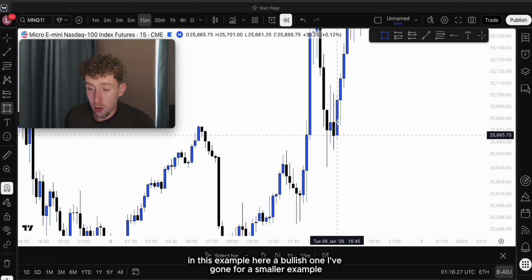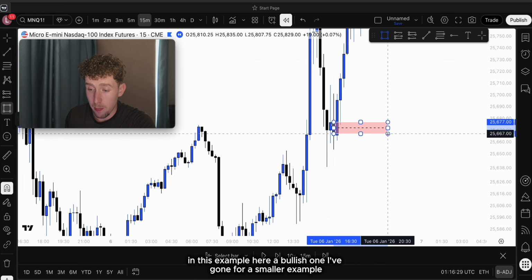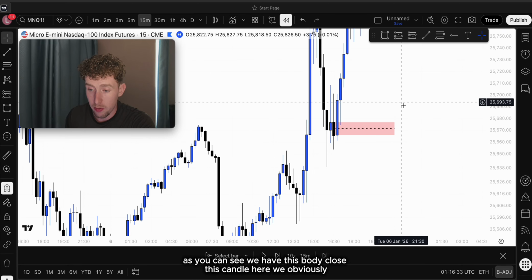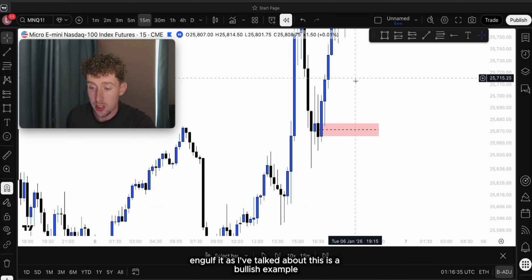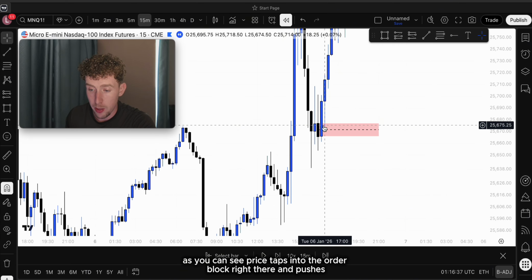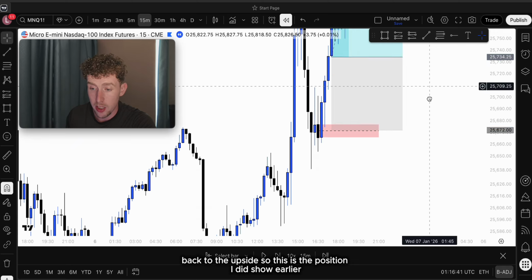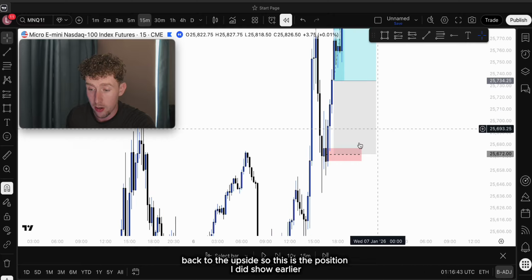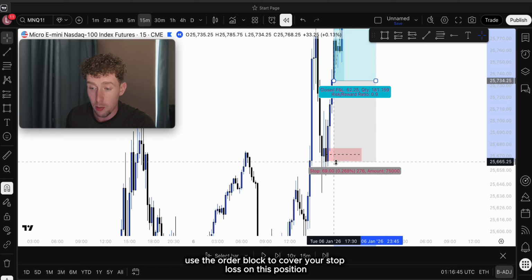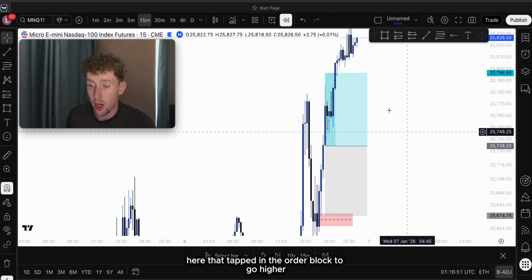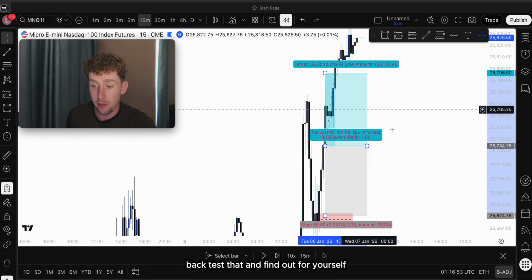In this example here, a bullish one, I've gone for a smaller example. As you can see, we have this body close on this candle here. We obviously engulf it. As I've talked about, this is a bullish example. As you can see, price taps into the order block right there and pushes back to the upside. So this is the position I did show earlier. So you can use the order block to cover your stop loss on this position, or you can put it at this low here that tapped in the order block to go higher. Backtest that and find out for yourself.